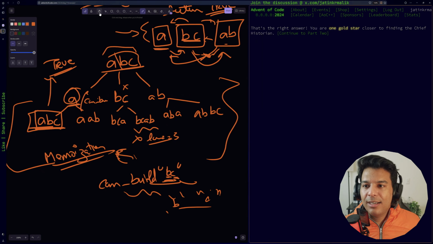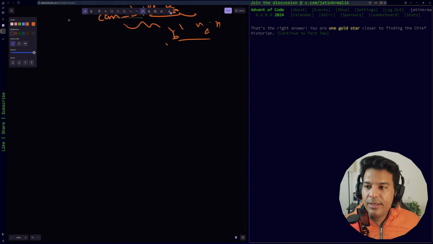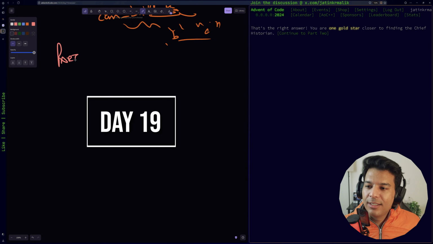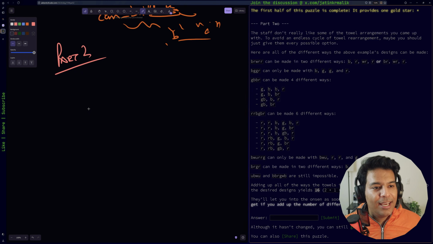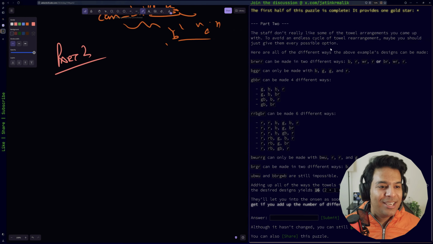But with that, let's make some space here and move to part 2. Let's read it. The staff don't really like some of the towel arrangements you came up with, of course. To avoid an endless cycle of towel rearrangement, maybe you should just give them every possible option. We just talked about that. Here are all the different ways the above example designs can be made.